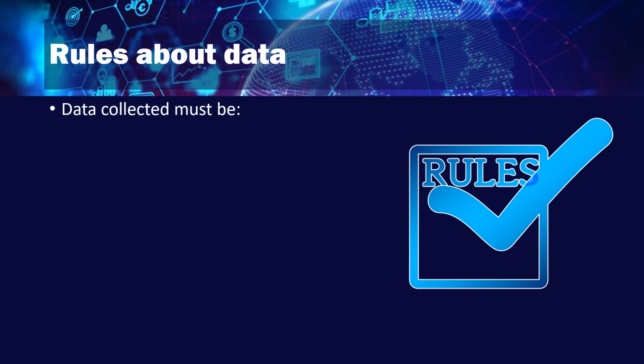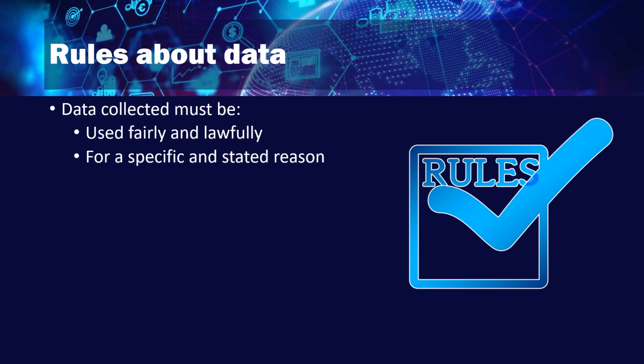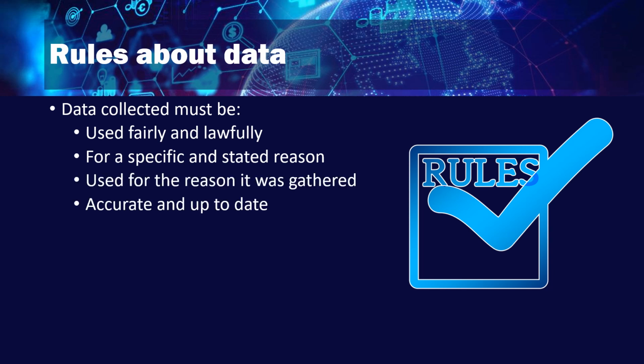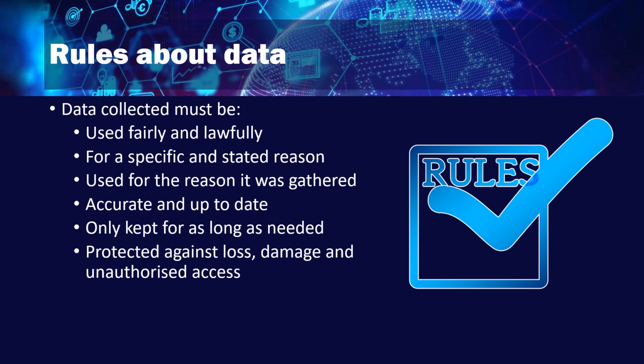The rules about data in the Data Protection Act are that data collected must be used fairly and lawfully, for a specific and stated reason, used for the reason it was gathered, kept accurate and up to date, only kept for as long as needed, and sufficiently protected against loss, damage and unauthorised access.